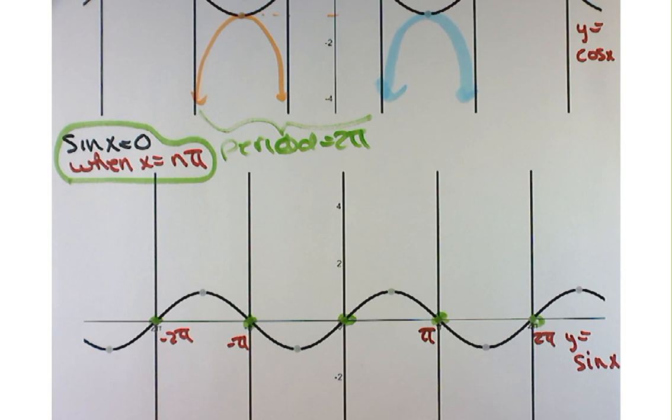Now the rest of this is going to follow the same pattern that the secant did. That is, you're going to have that cup shape facing up and that cup shape facing down. So let's see if we can fill in a couple more of these things.